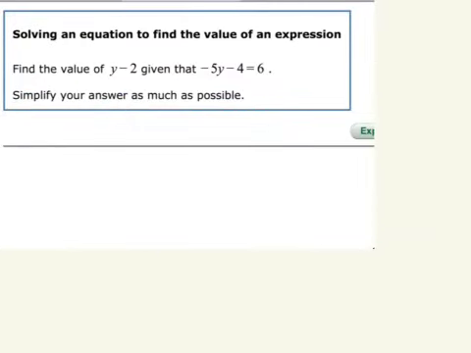Alright, welcome to some extra help on trying to solve an equation to find the value of an expression.